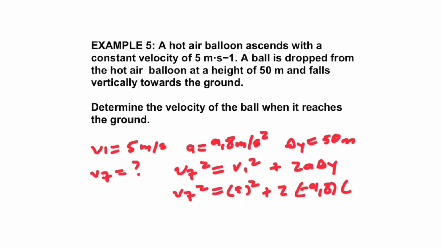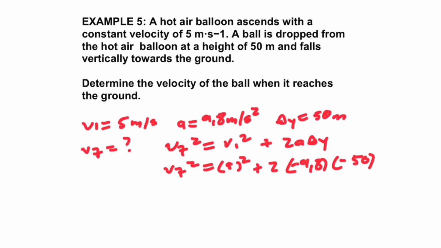And then delta y, it is dropped from a height of 50 meters and is going down, right? We're interested in its velocity when it strikes the ground. So the displacement is minus 50 because we are taking up as positive. So we will have VF squared equal to 1005. What we need to do now is to take square roots on both sides. If you do that, you're going to have 31.7 meters per second downwards.